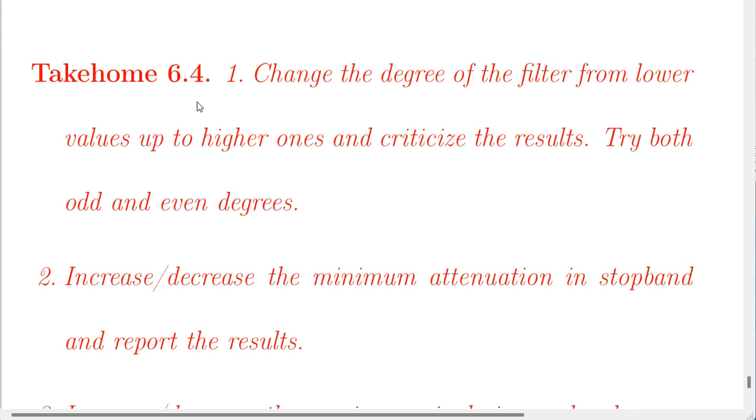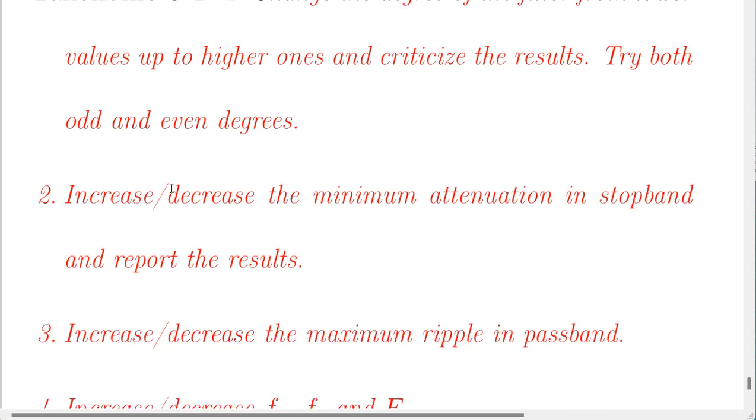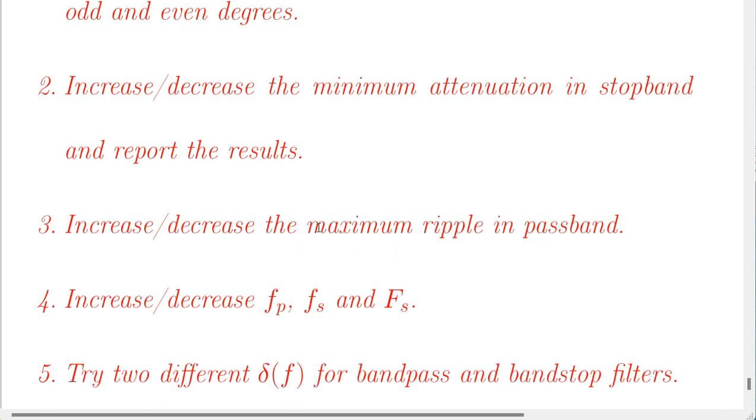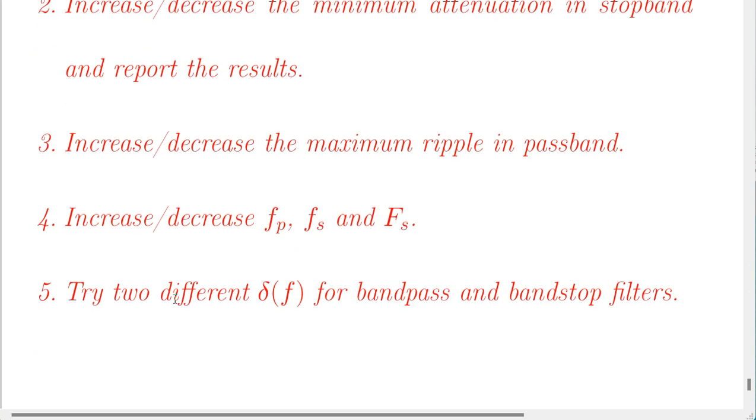Now, a very important take. Change the degree of the filter from lower values up to higher ones and criticize the results. Try both odd and even degrees. Increase, decrease the minimum attenuation in the stop band and report the results. Increase, decrease the maximum ripple in the passband, and the same for Fp, Fs, and capital Fs. Try two different delta F for band pass and band stop filters. Okay?